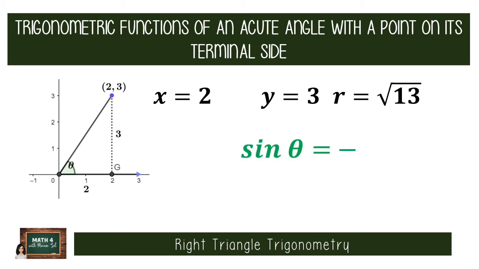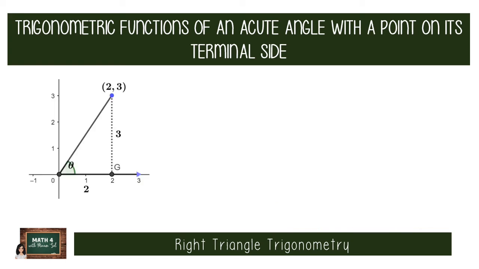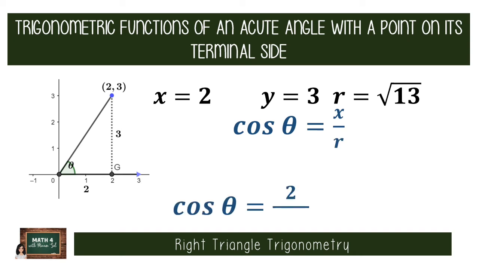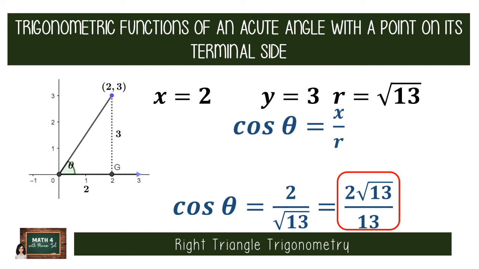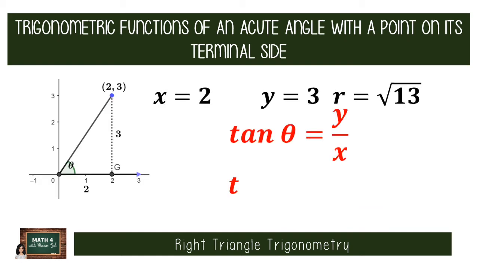Let us obtain sine theta. Since sine theta is y over r, we simply have 3 over the square root of 13. We should rationalize this by multiplying by the square root of 13 over the square root of 13, so it becomes 3 square root of 13 all over 13. Let's now have cosine theta. Since cosine theta is equal to x over r, we have 2 over square root of 13, or that is 2 square root of 13 over 13. Third, we have tangent theta, which is y over x, or that is 3 over 2.